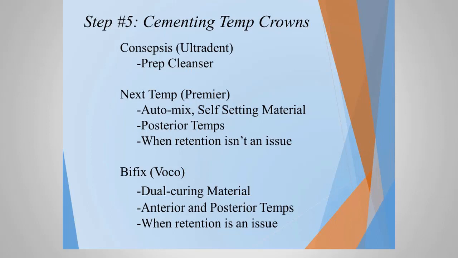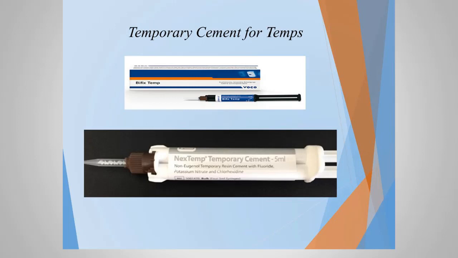It flows a lot faster than the Next Temp. It gets into the undercuts, and it does a good job, especially in areas where you don't have retention, or especially in the anterior where you don't want your temporaries falling off. This does a great job of keeping temporaries in place. This is the BiFit by Voco, and this is the Next Temp cement. They both come in syringe delivery systems.